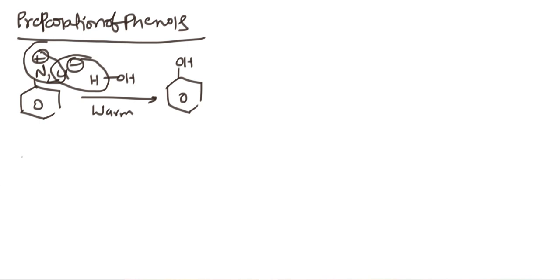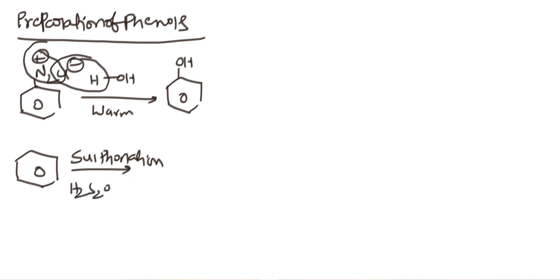Another preparation is from benzene sulfonic acid. First you take benzene. This is the benzene on sulfonation. Sulfonation means you have to take H2S2O7. Then you are going to get benzene sulfonic acid, because this is an aromatic electrophilic substitution reaction, the famous sulfonation reaction. So this is benzene sulfonic acid.